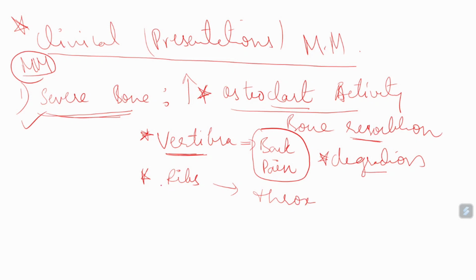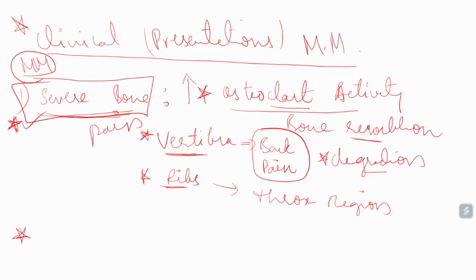Due to less density of ribs, patient will have pain in the thorax region. This is another very important clinical presentation associated with bones. So, patient will have severe bone pain. I think you understood this very important point. This is the first important clinical presentation. Next, very, very important clinical presentation.